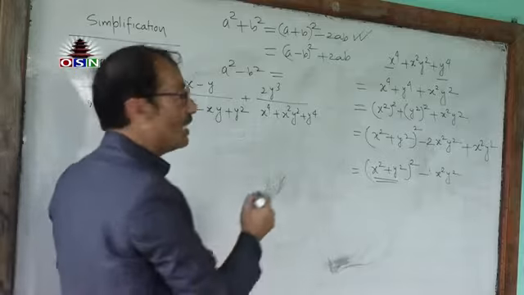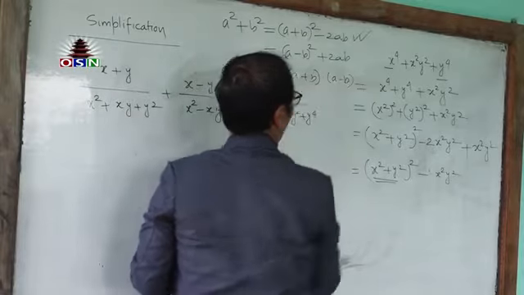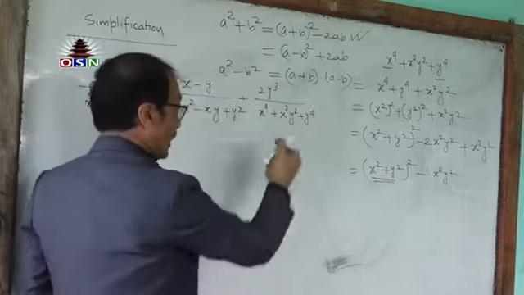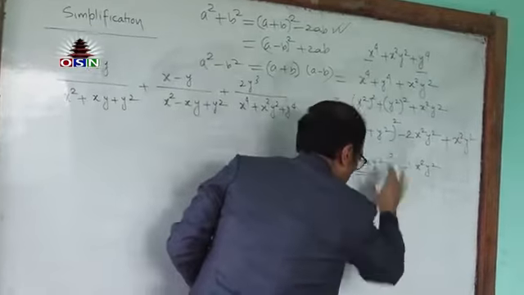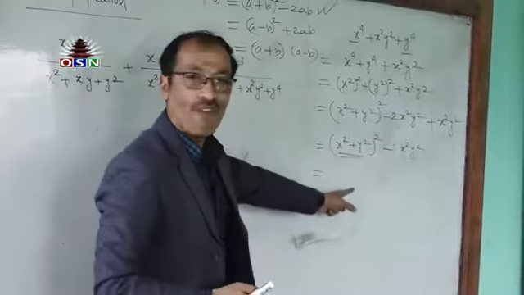In case of factorization, we know we will have to use this formula, a plus b into a minus b. We have got two factors. So here, when we proceed with the following steps, we will have to use this formula for the factorization.